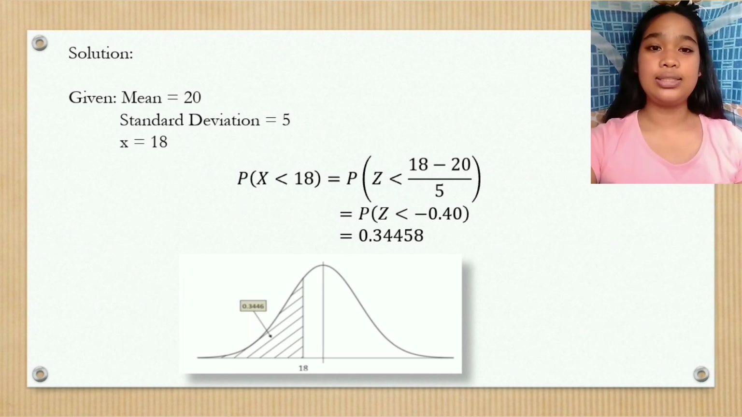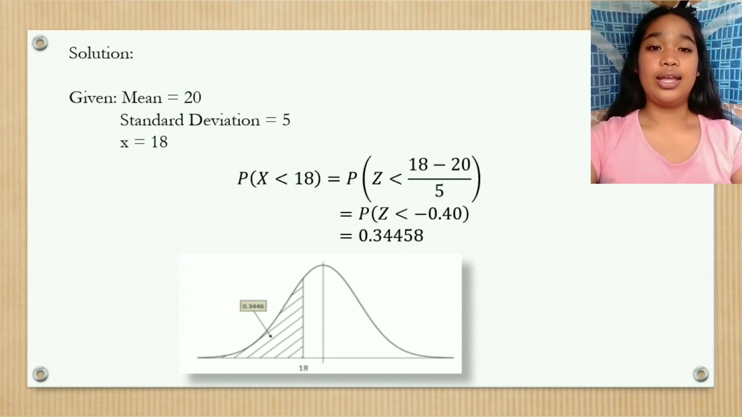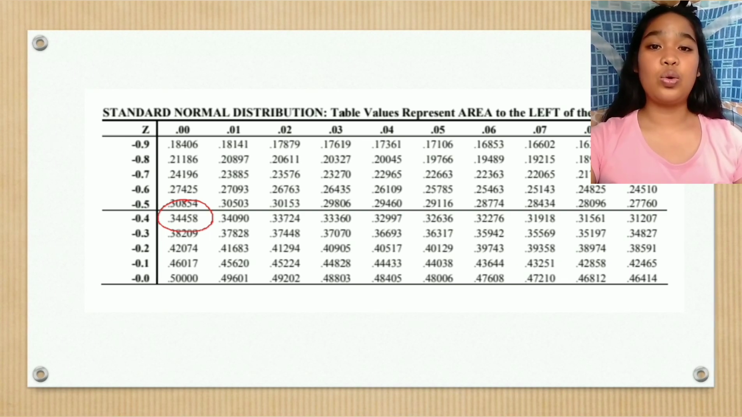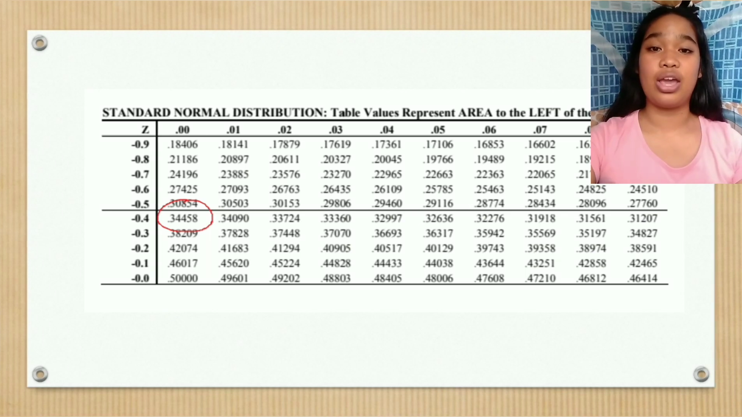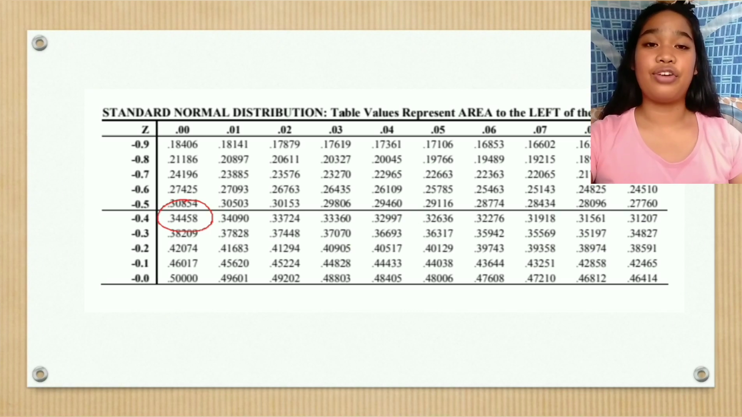Then, it equals 0.34458. Now, we will check it in the z table. Then, z equal to negative 0.40 is equal to 0.34458. Therefore, the probability that a person from the town selected at random will use fewer than 18 gallons per day is 0.34458.